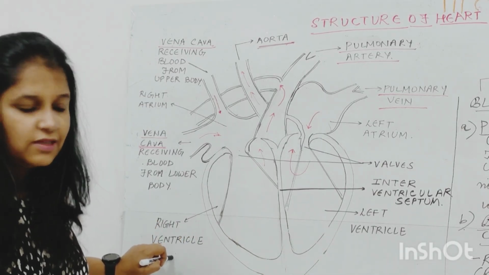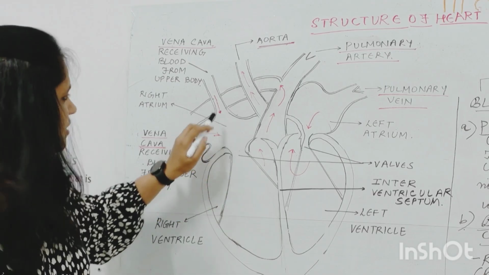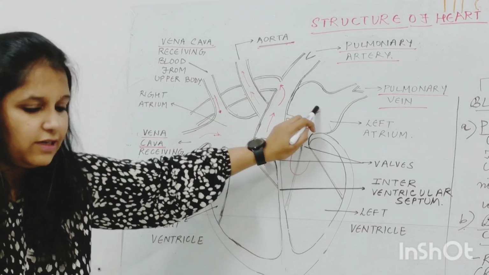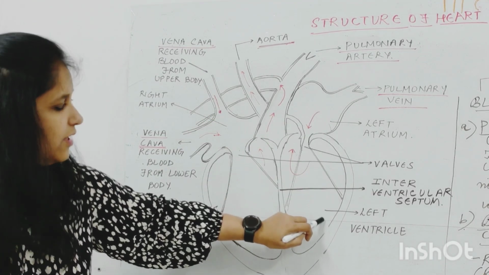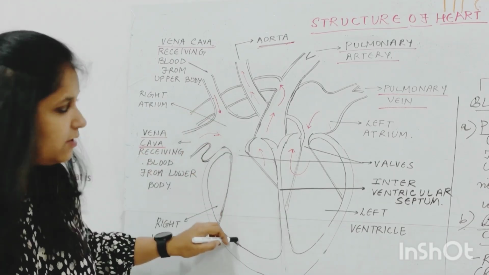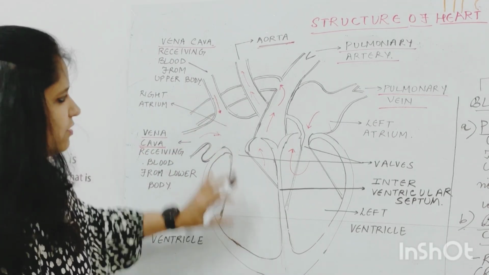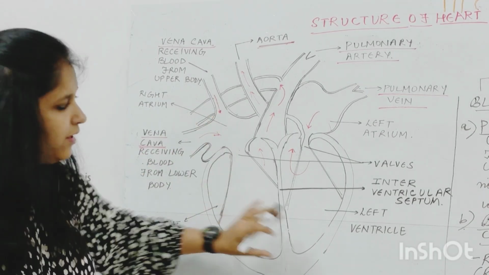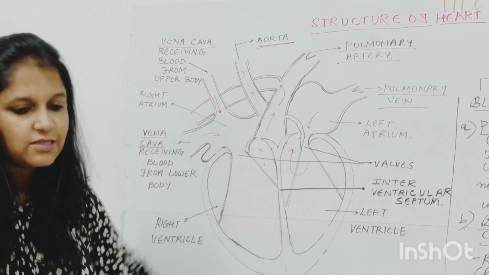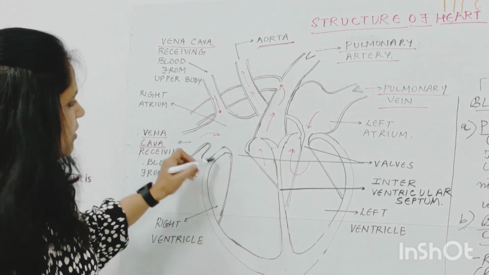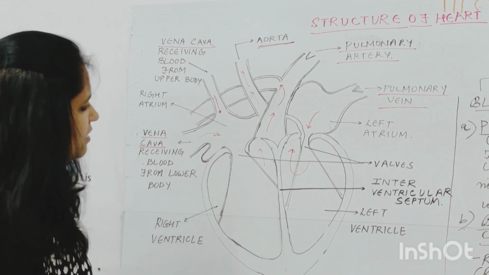So how many chambers are there? Four chambers: right atrium, right ventricle, left atrium and left ventricle. In one part of the heart, the right part, there is a flow of deoxygenated blood, and in the complete left part there is a flow of oxygenated blood. You see here in between, these are known as valves.